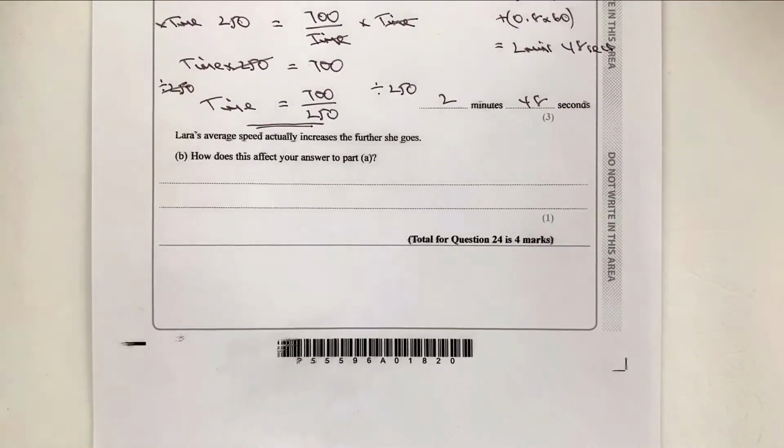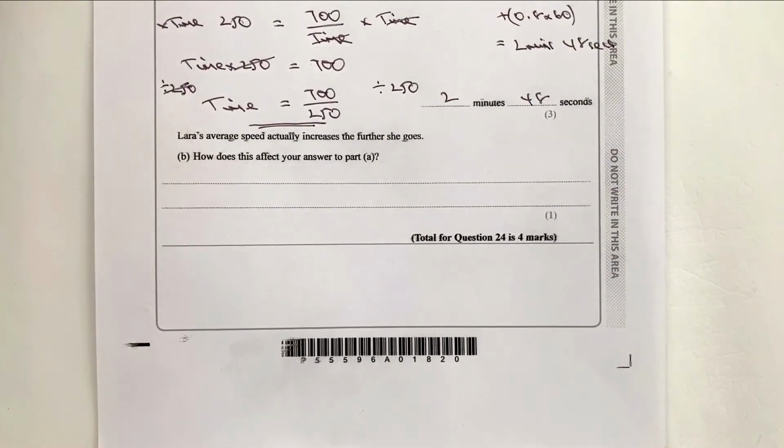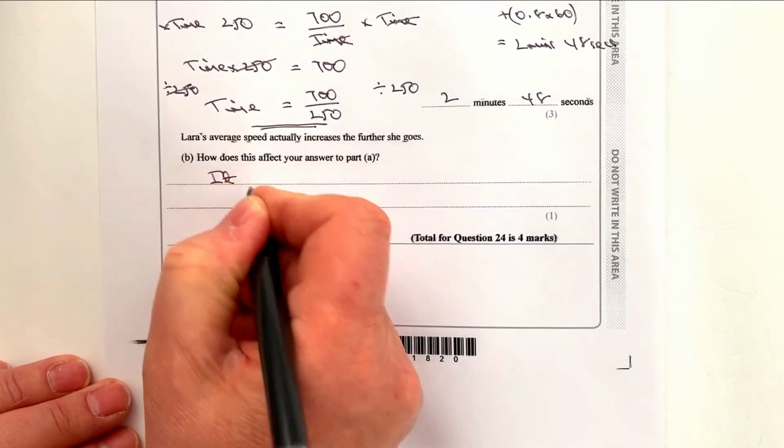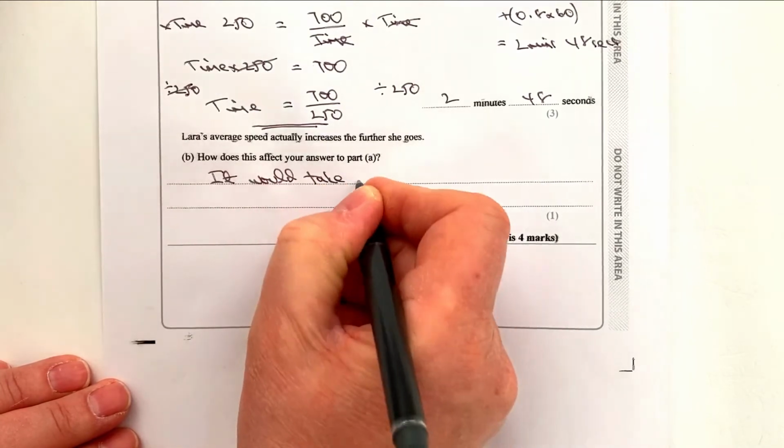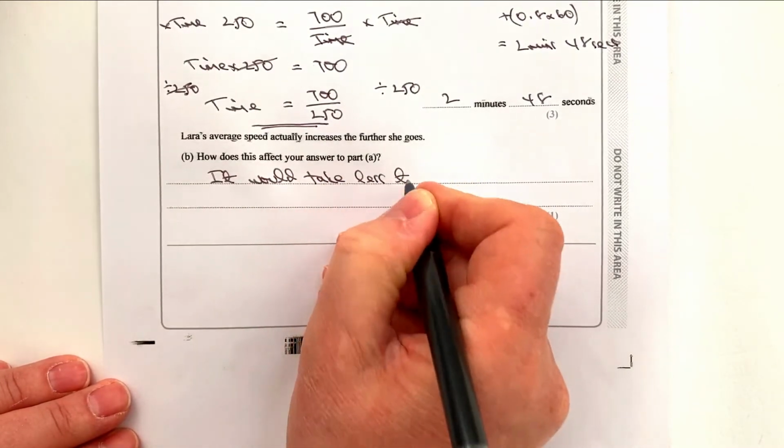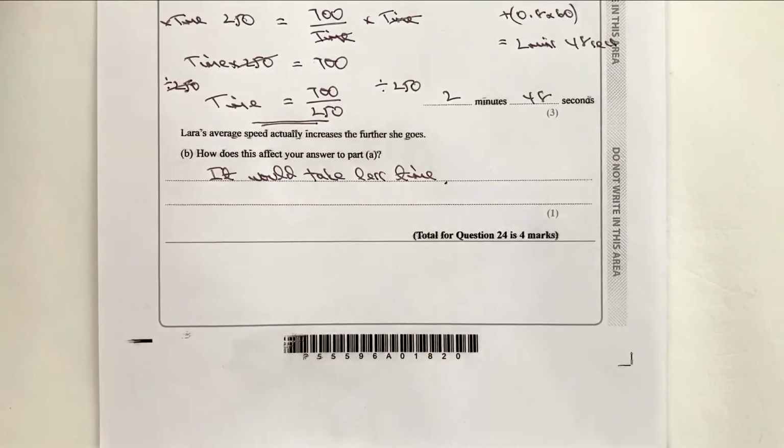Then there is a 1 mark throwaway at the end, which is: Lara's average speed actually increases the further she goes. How would it affect your answer? Well, she's gone from a race of 475 meters to 700 meters, so therefore it would just take less time. And if you want, you can add in "to complete the race" or something like that.